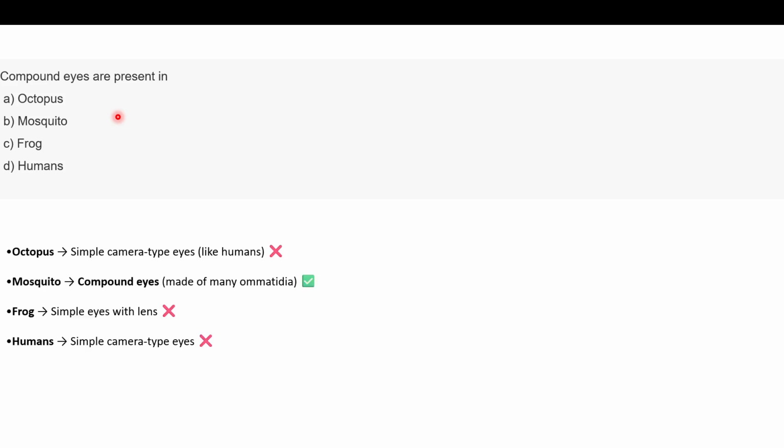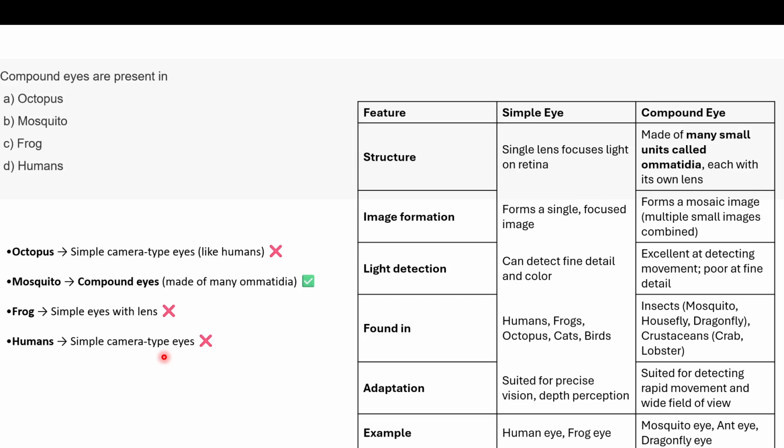Yes. Option B, mosquitoes. Octopuses actually have simple camera type lenses like humans. Mosquitoes have compound eyes. Cockroaches have compound eyes made up of many ommatidia. Frogs have simple eyes with lens. Humans again have simple camera type eyes.